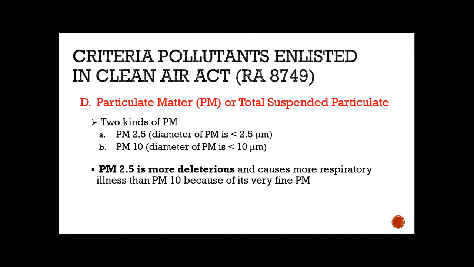The next criteria pollutant that we're going to discuss is particulate matter, or sometimes it's also called total suspended particulate. Now, there are two kinds of particulate matter. You may have PM10 and PM2.5. PM10 means the diameter of the particulate matter is about 10 micrometers, while PM2.5 means the diameter of the particulate matter is about 2.5 micrometers. Definitely, PM2.5 is more deleterious in causing respiratory illness because of its very fine particulate matter.